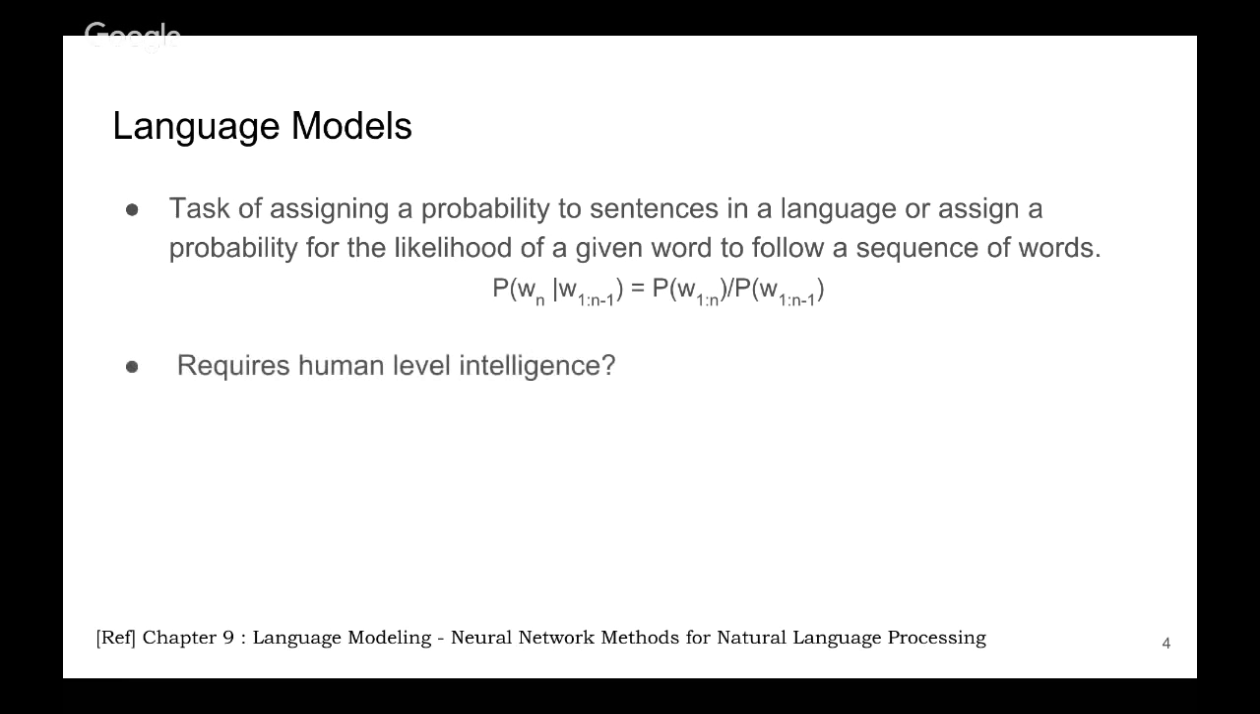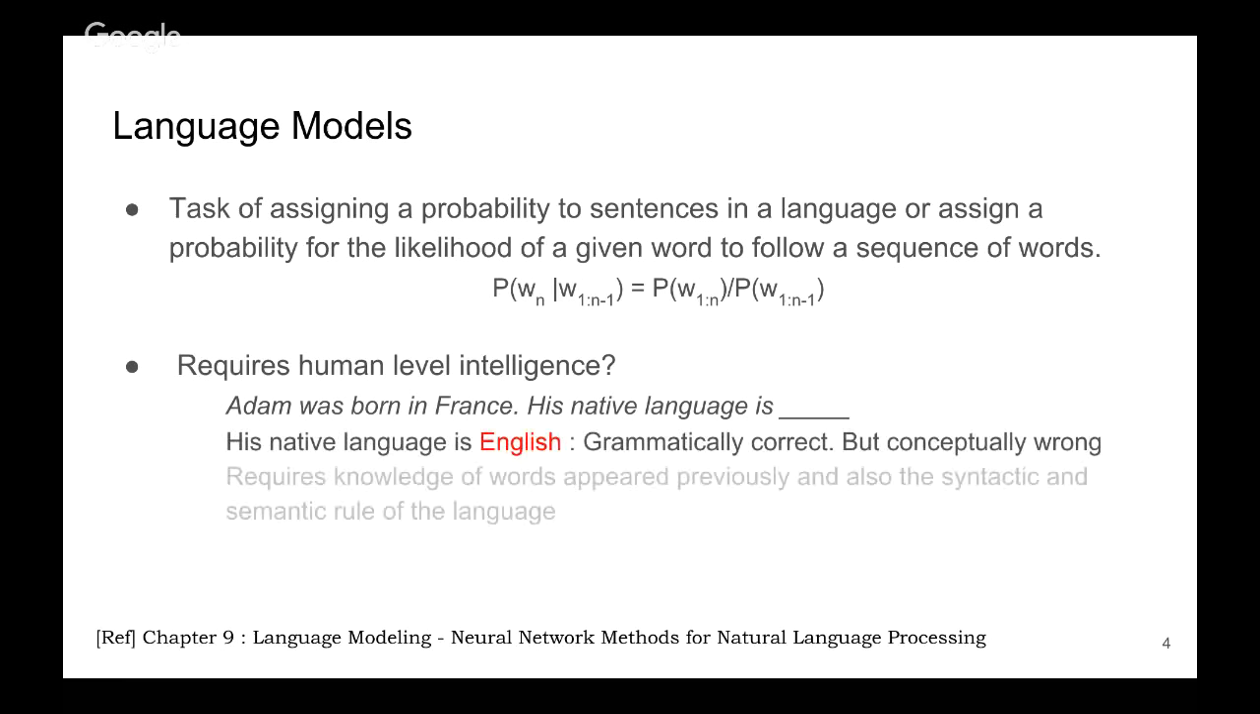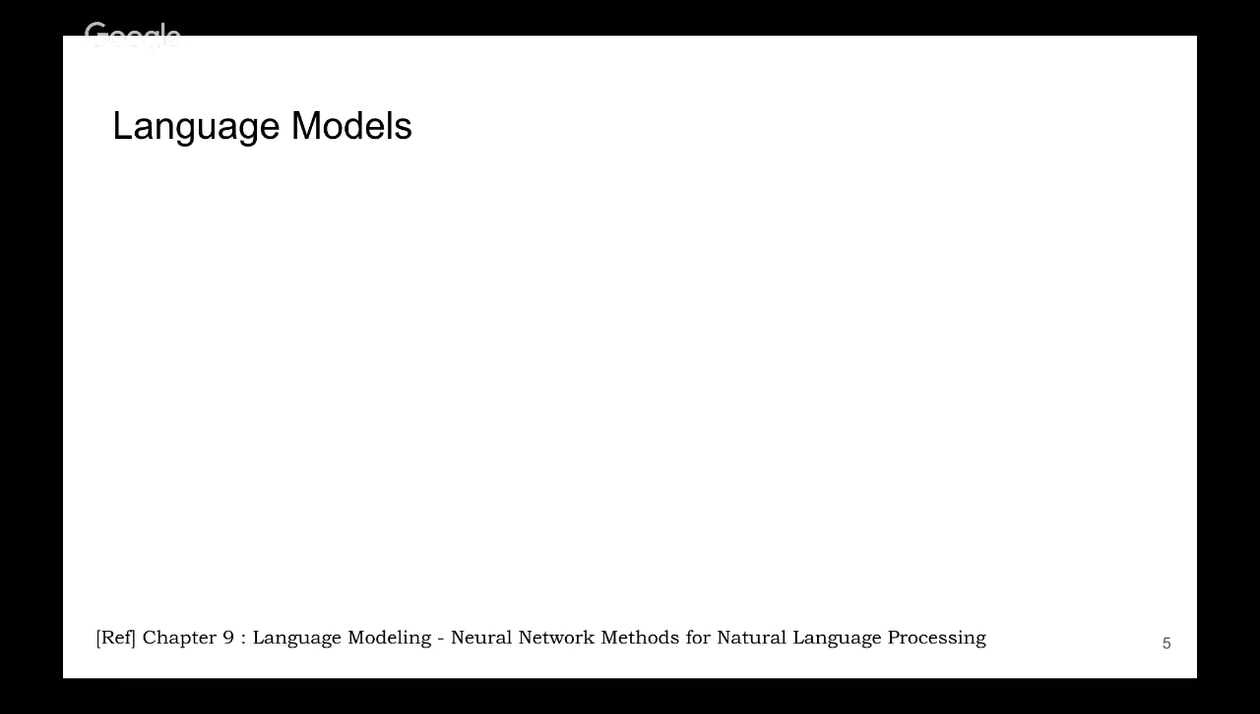So this task actually requires human level intelligence. Why is that? Let's say you're going to predict the next word for the sentence, Adam was born in France and his native language is what? If your model is only looking at the second sentence, it may even say it is English, maybe because it's widely used and it's even grammatically correct, but conceptually wrong. So it requires knowledge of previously appeared words and also the syntactic and semantic information of the language that you're working on. And what if there are so many sentences appearing in between those two sentences? Then the problem is going to be a bit more complicated. So hope you got the idea how critical the task is.